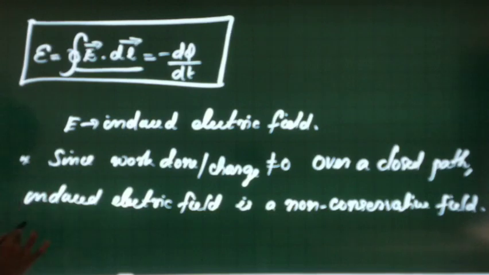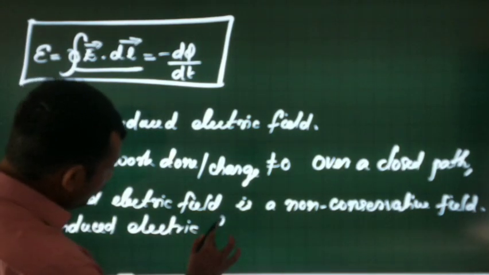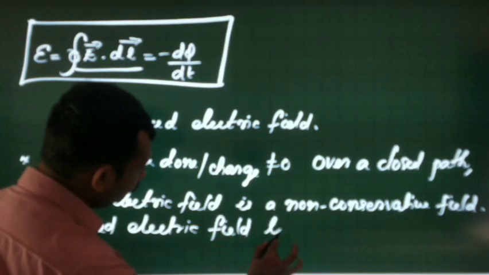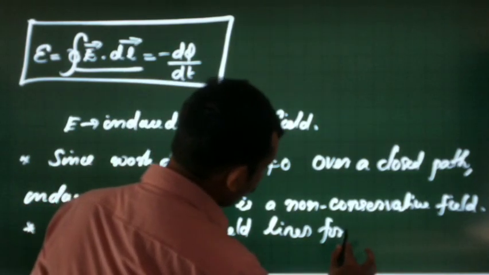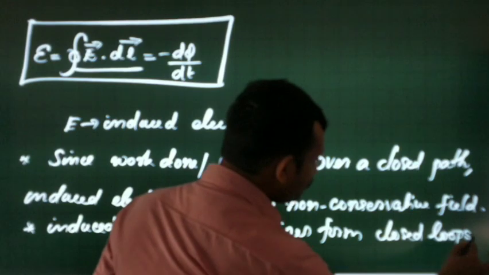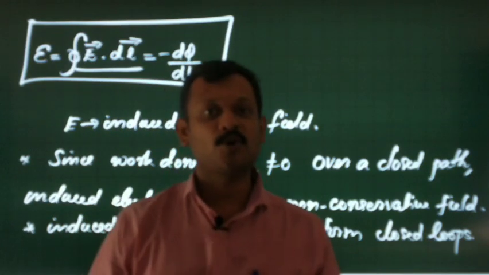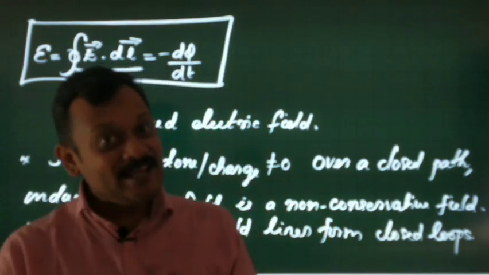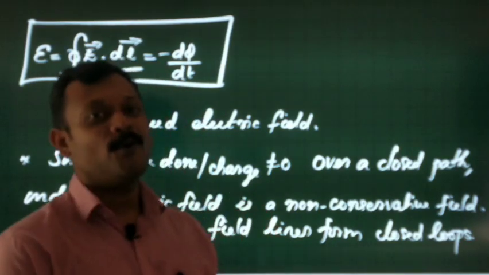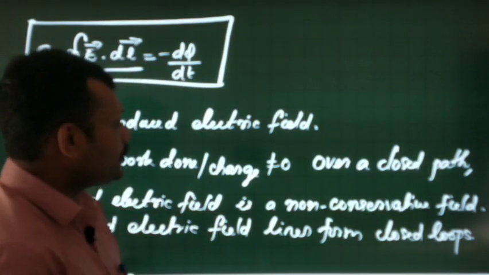Again, I will say that induced electric field lines form closed loops. We have studied in electrostatics that electrostatic field lines never form closed loops, but induced electric field lines always form closed loops. I hope this aspect is very clear to you. Okay, so thank you.